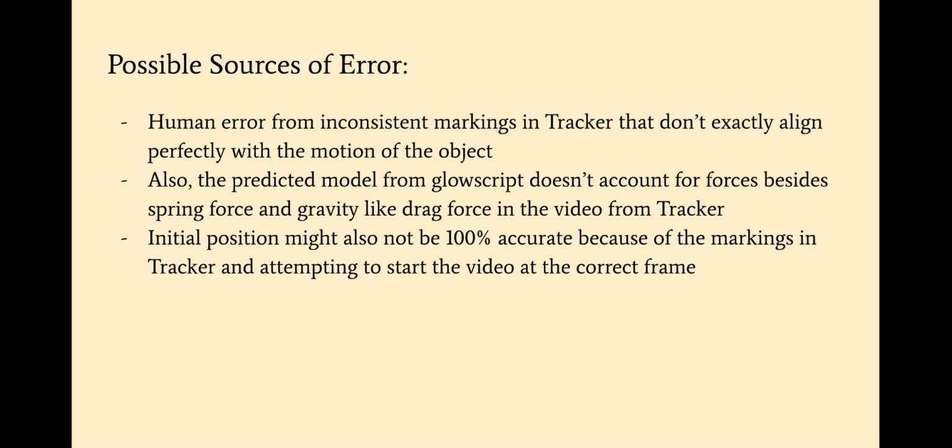So for possible sources of error, first, human error from inconsistent markings in Tracker that don't exactly align perfectly with the motion of the object and the center of the object. And then the predicted model from GlowScript doesn't account for forces, like I said, besides spring force and gravity, like the drag force in the video from Tracker. And then also the initial position might not be 100% accurate because of the markings in Tracker, and attempting to start the video at the correct frame when the object first starts moving.